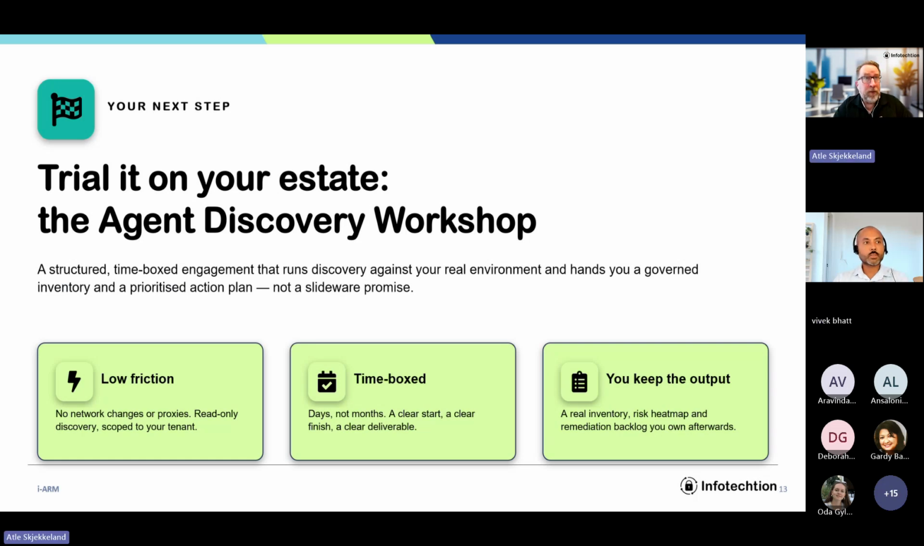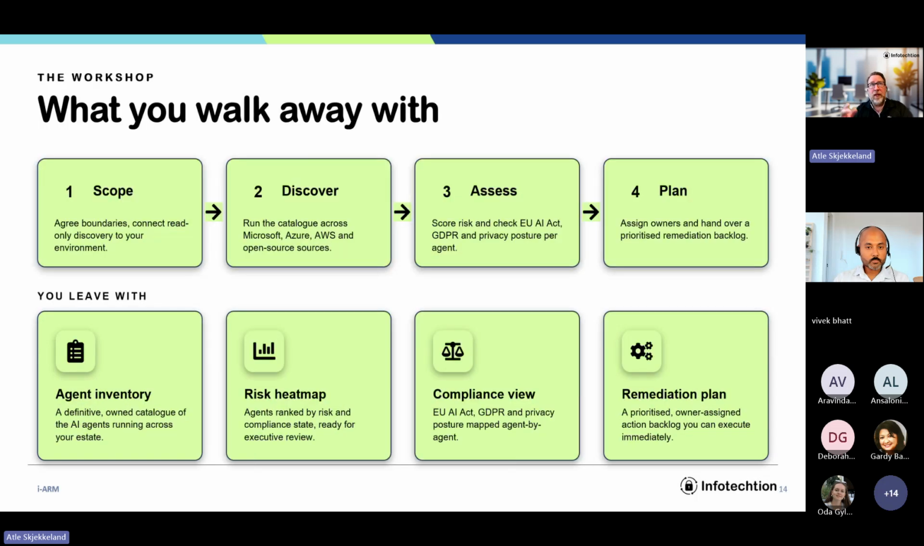Yeah. So what we would like to offer is that if you want to learn more about that, you will have the Agent Discovery Workshop. It's basically a structured engagement that runs discovery against your real environment and then gives you an inventory and prioritized action plan. So it's something that's easy to do, relatively quick to go, to help you make a business case for, hey, there's a risk here, we need to take action. What that covers is the scope, the discovery, assessment, and plan. So it leaves you with an agent inventory, a risk heat map, a compliance view, and remediation plan.